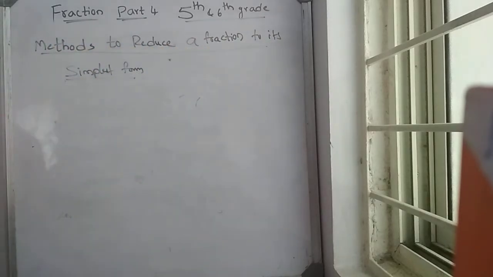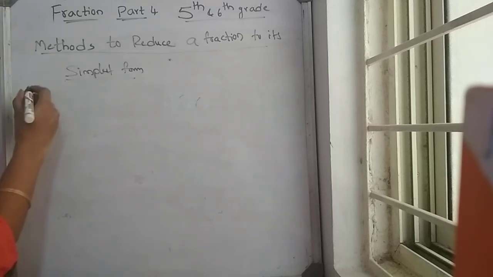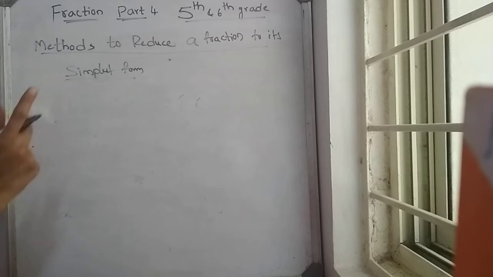See, this is the same, simplest form. How to reduce the fraction to its simplest form? Now, just now we learned, they gave one fraction, is it in simplest form or not? We found that. Now we have to find how to reduce a fraction to its simplest form. How to reduce? How to find? The method. First method. There are 2 methods.